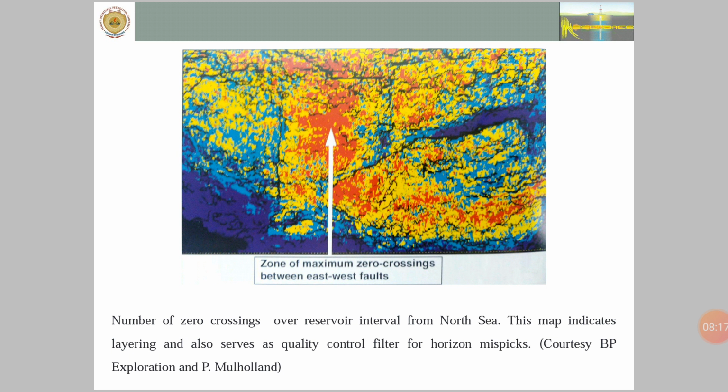Note the zone of maximum zero crossing between the east-west fault, which I have already told, and that should be kept in mind while we take this attribute of zero crossings in our understanding of the structural alignment, the fault disposition, and hydrocarbon presence.